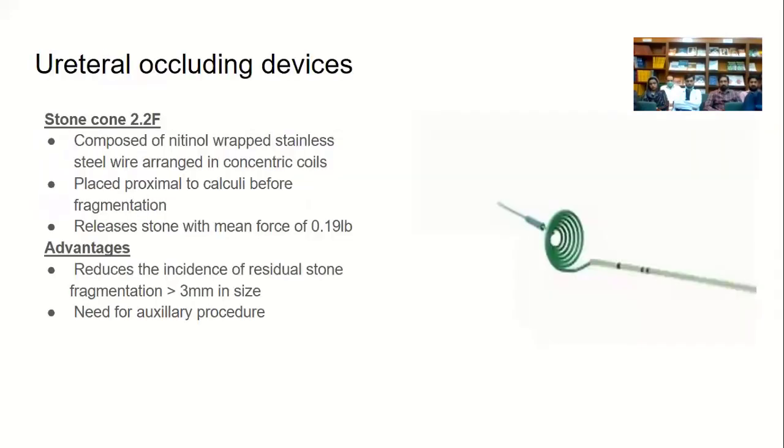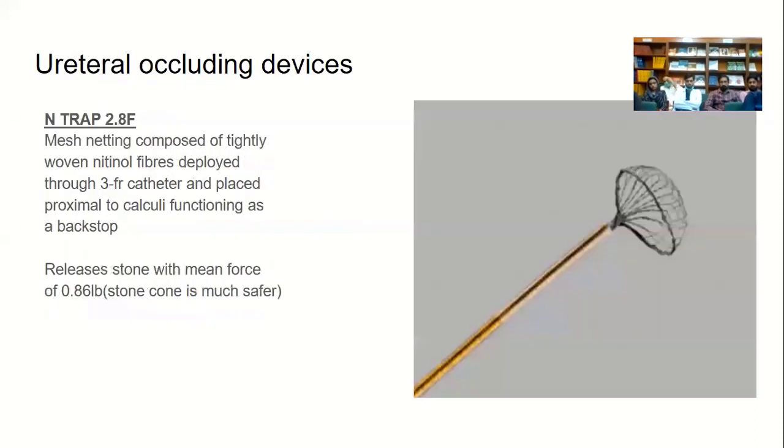Then there are ureter occluding devices. Number one is the stone cone. It is made up of nitinol and prevents the retropulsion of stone. It reduces the incidence of residual fragments greater than 3 mm in size. Then there is N-trap. It is mesh netting composed of nitinol fibers. It is deployed through a 3FR catheter and placed proximal to the calculi, functioning as a backstop. It is also used for prevention of stone retropulsion.